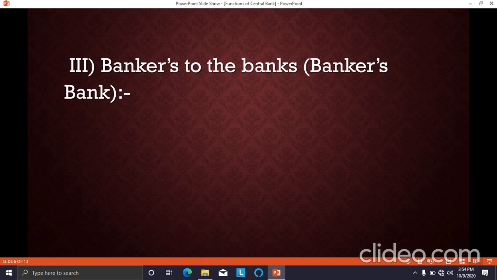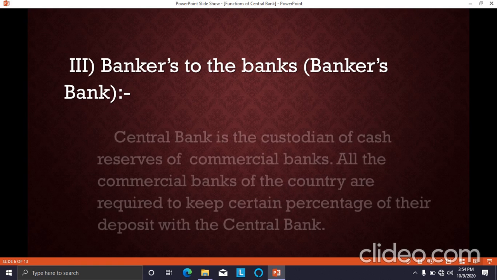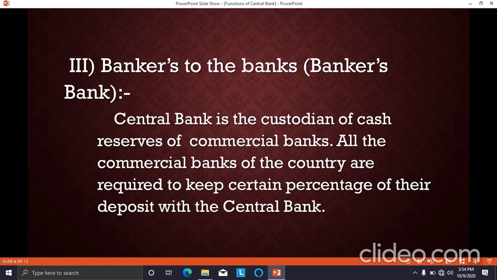That is bankers' bank. That means what? Whenever we have excess money, we go and keep it in the bank. In the same way, central bank acts as the custodian of cash reserves of commercial banks. All the commercial banks of the country have to keep a certain percentage of their deposit with the central bank. Say for example, one bank collects money from the public, from the customers, that is 100 crores. From that 100 crores, it has to keep 25 crores with the central bank.